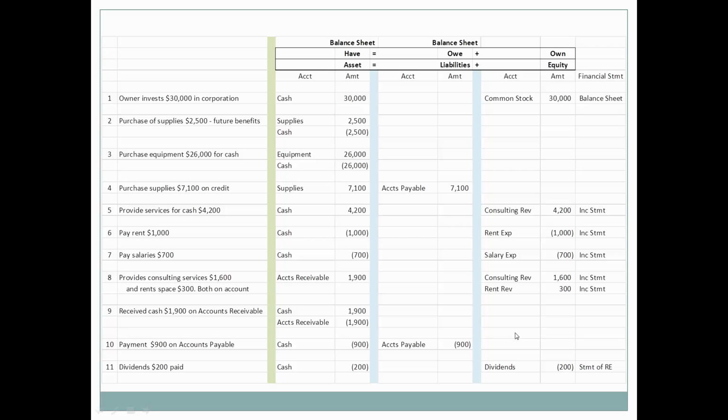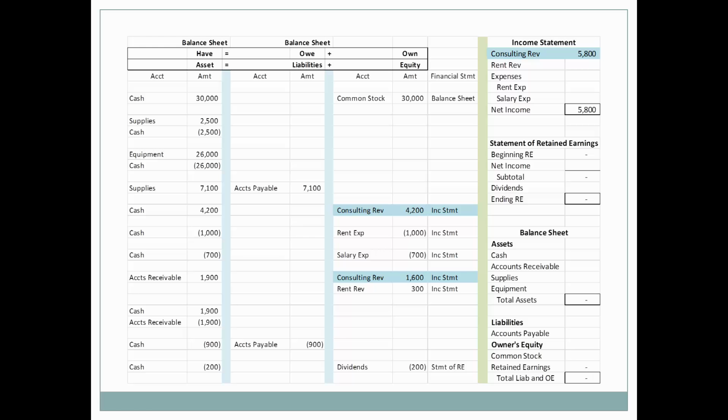So let's look at how these would look when we post these transactions to the financial statements. So here we have consulting revenue. So we have the income statement, which is always the first statement that we prepare when we prepare financial statements. Next, we prepare the statement of retained earnings, and after that, the balance sheet. And as we go through this, you'll understand the sequence for this.